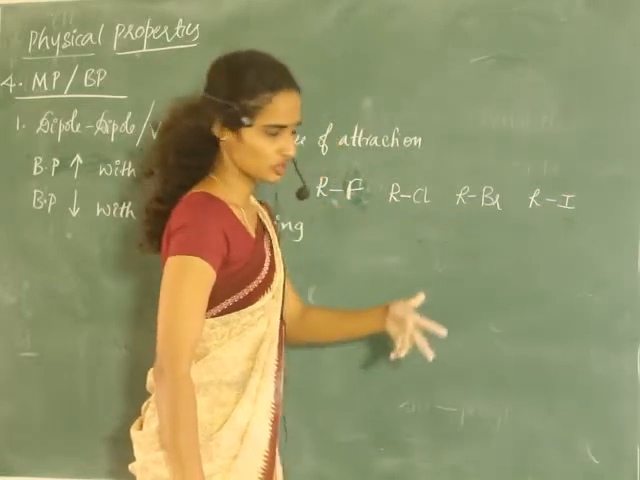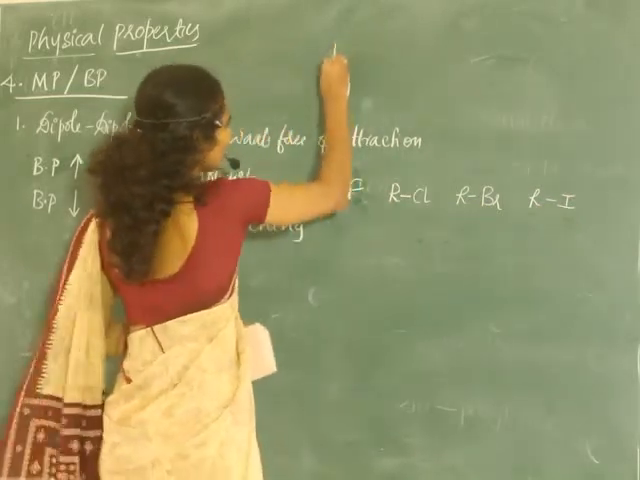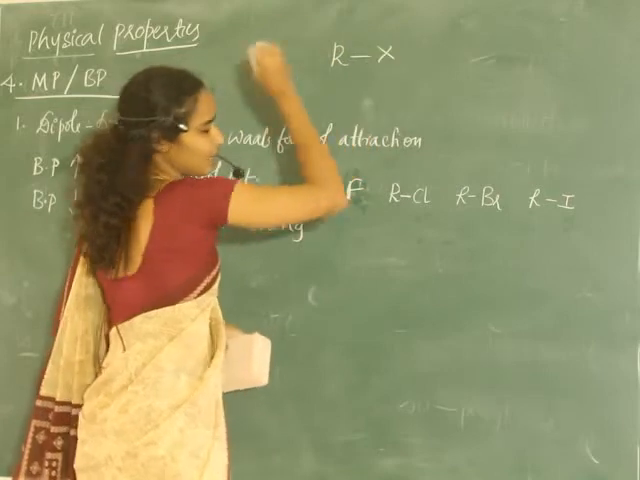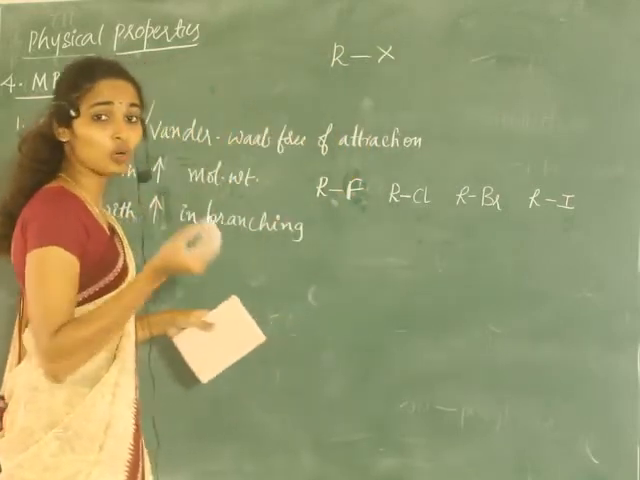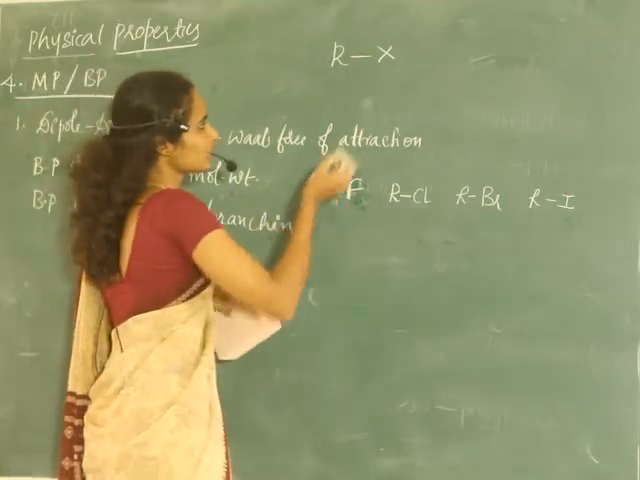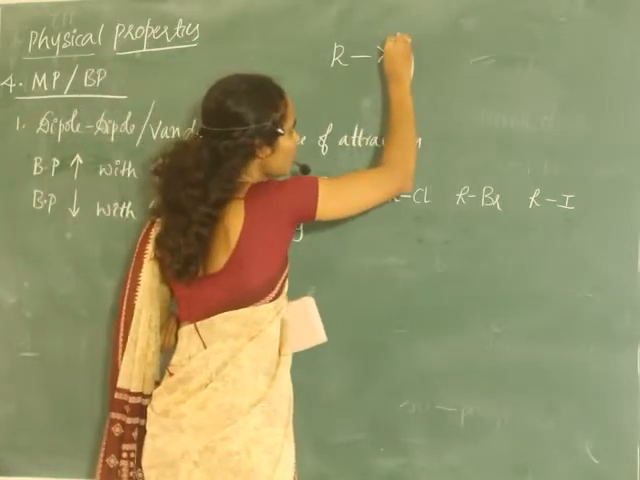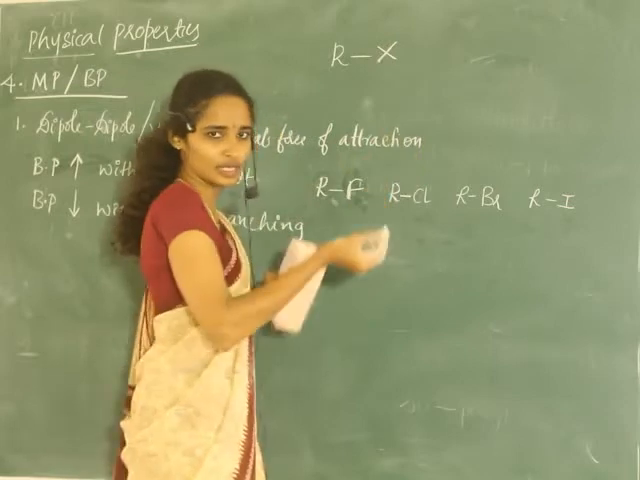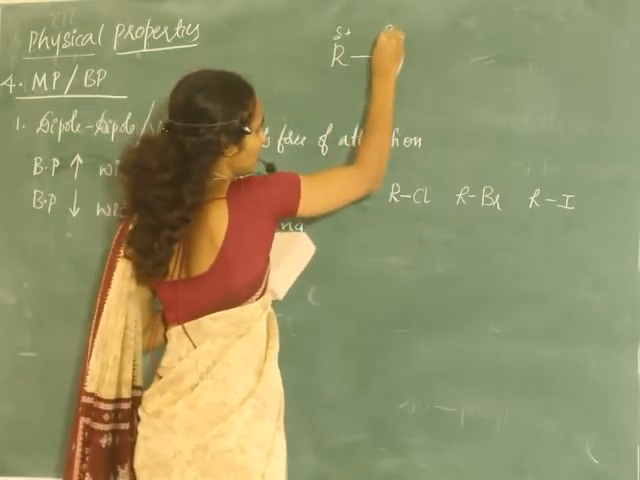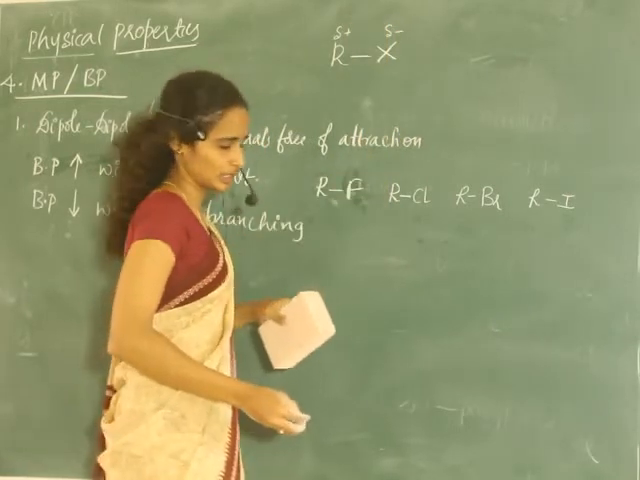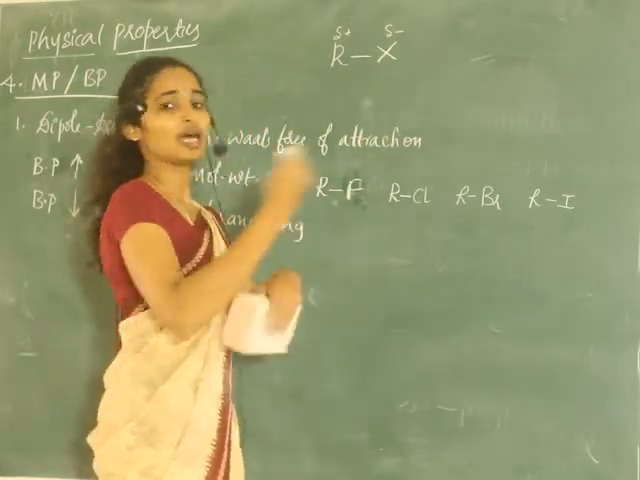How does it boil? First I'll take RX, an alkyl halide. These alkyl halides are highly polar in nature. Why polar? Because of the high electronegativity of the halogen atom. Hence charge separation takes place, delta positive and delta negative. There will be a few other molecules.